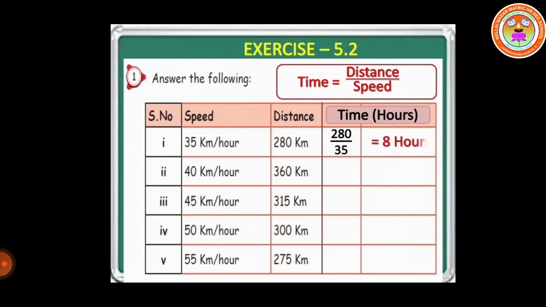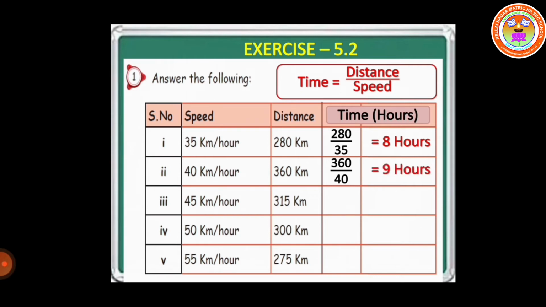So we will get the answer is 8 hours. Next one. Distance 360 km and speed 40 km per hour. So when we divide the distance by speed, 360 by 40, we will get 9 hours.